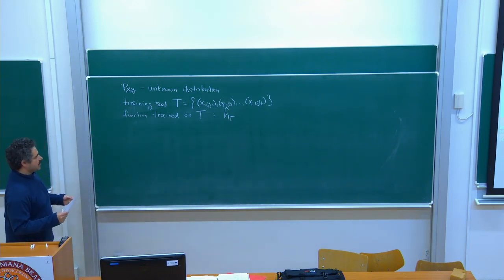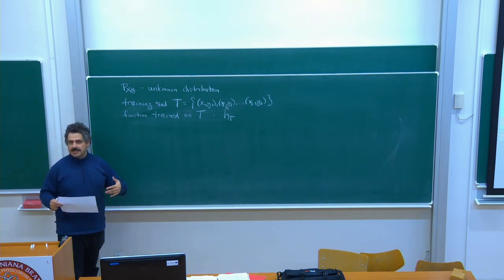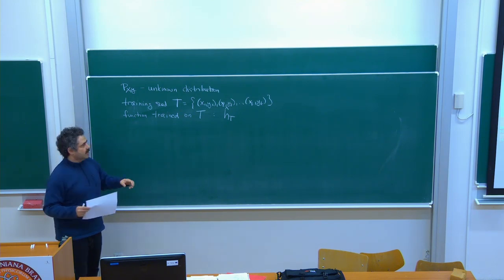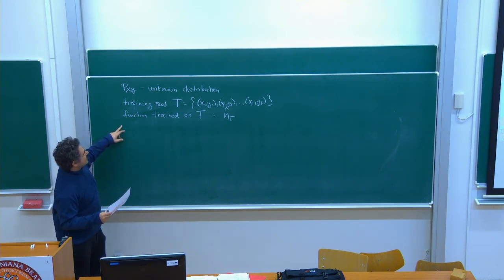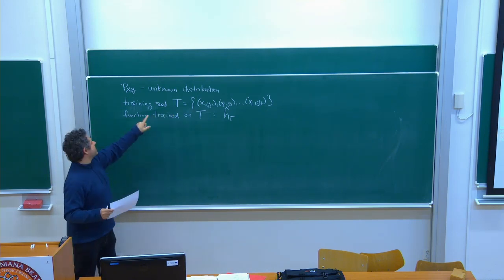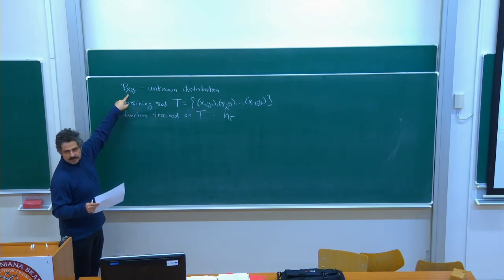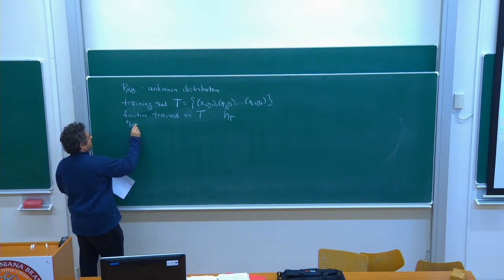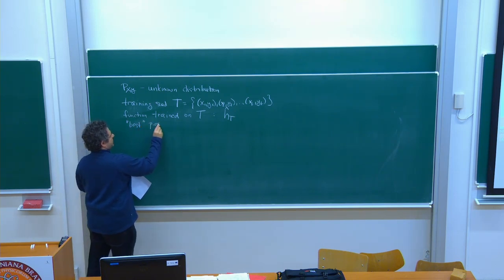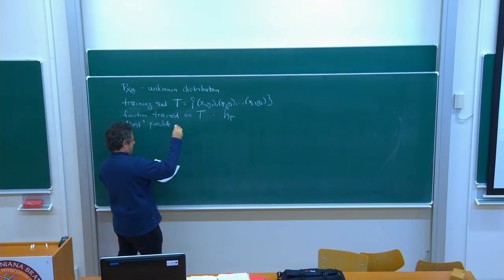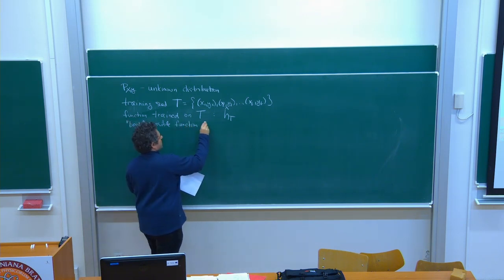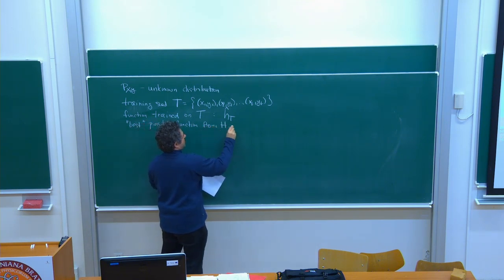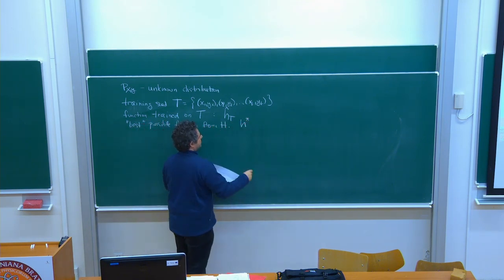But there is also some function which we also don't know, but it's the best function from the hypothesis set, which is not best on this training set T, but best with respect to this distribution Pxy. Okay, so the best possible function from H, and we have denoted that as H star.